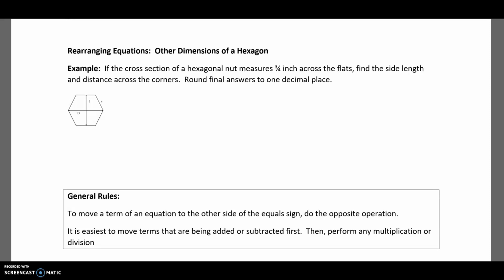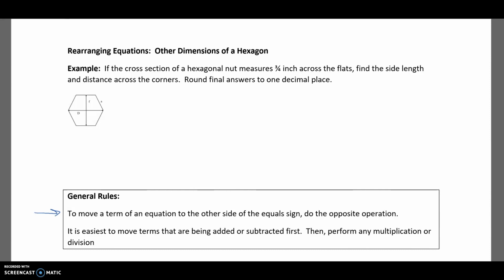It's important to recognize that these general rules we're following to rearrange these geometry equations work for all equations. We'll look at a couple more examples with dimensions in a hexagon, and then we'll look at some examples with equations that aren't related to geometry. In all, the same general rules will apply.